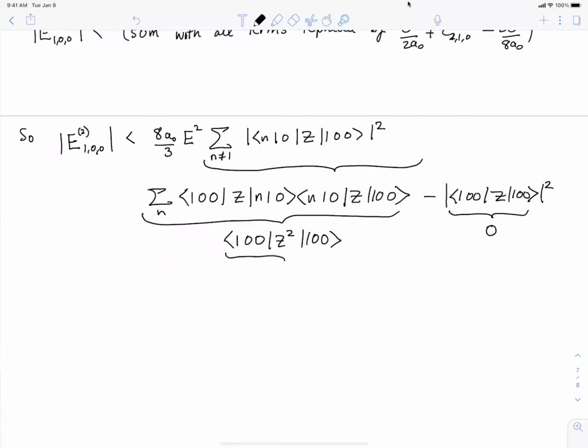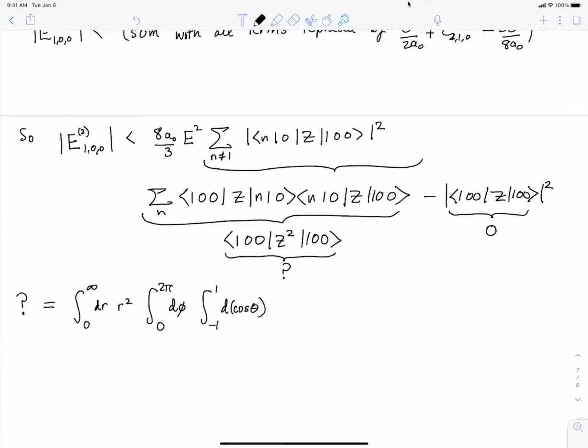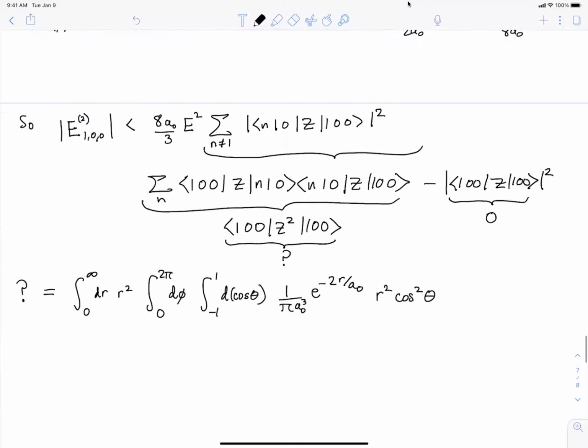Okay, so now we have to evaluate this matrix element. So I'll call that question mark. And unfortunately, I didn't have you do that one for homework, so let's do it really quickly now. That's equal to, in position space, we integrate over all r's with an r squared. We integrate over all phi's from 0 to 2 pi. We integrate over cosine theta from -1 to 1. Then we write in the ground state wave function squared, which is 1 over pi Bohr radius cubed, e to the -2r over Bohr radius. And then finally, we write the representation of the operator z squared, which is r squared cosine squared theta. Okay, so that's the integral that needs to be done.